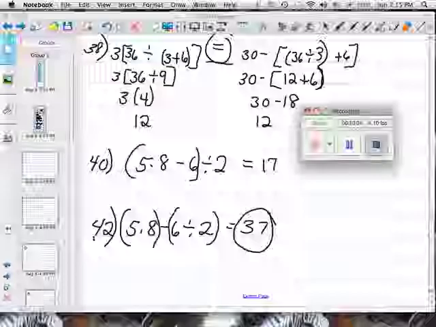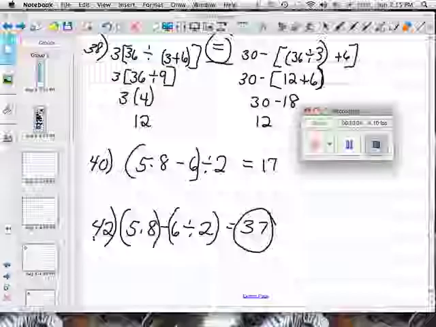And 40 and 42, the directions are to insert grouping symbols in the expression 5 times 8 minus 6 divided by 2, so that the value is the one given. And they want us to do whatever we need to get this to equal 17. The very first thing to do is use your order of operations and check to see what it does equal. We have to do multiplication first, that's 40. And then we have to do division secondly, that's 3. And 40 minus 3 is 37, which is actually the answer to number 42, which we'll get to in a minute.